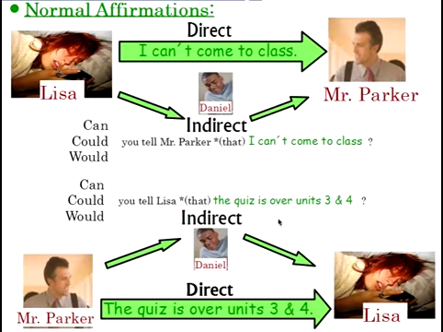So again, when I use a normal affirmation, right? For example, I can't come to class. The quiz is over units 3 and 4. Nothing changes in the indirect request. The only thing I have to think about is using this type of grammar. Can you tell this person that? Or would you tell that person? And then you give the message, right? Good.